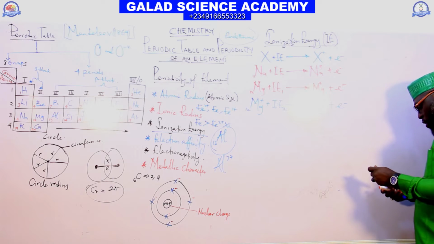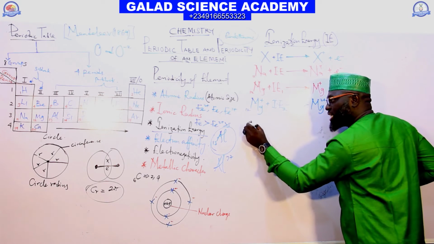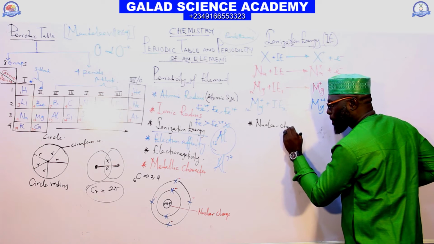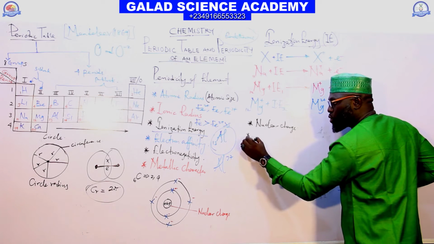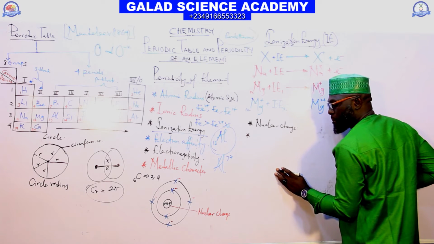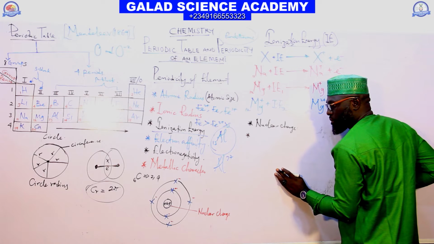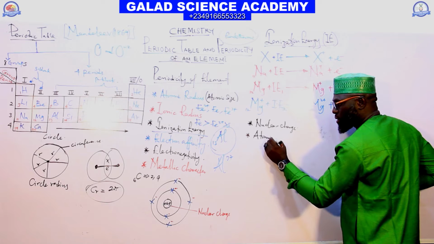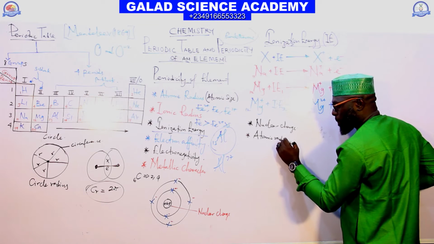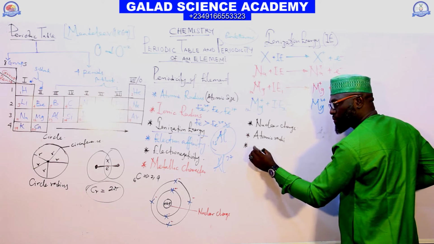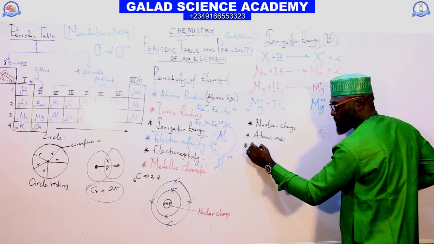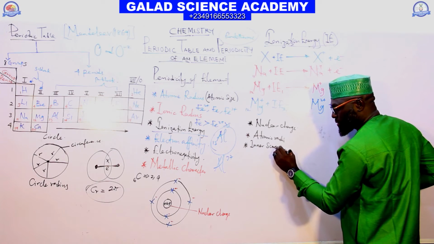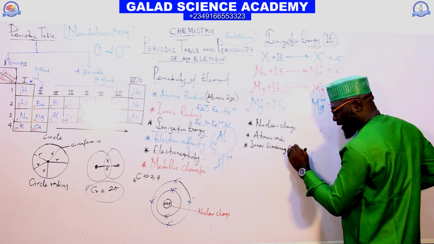Abi, what are the factors that are affecting ionization energy? Number 1, we have nuclear charge. Number 2, we have atomic radius. Number 3, we have inner screening effects.